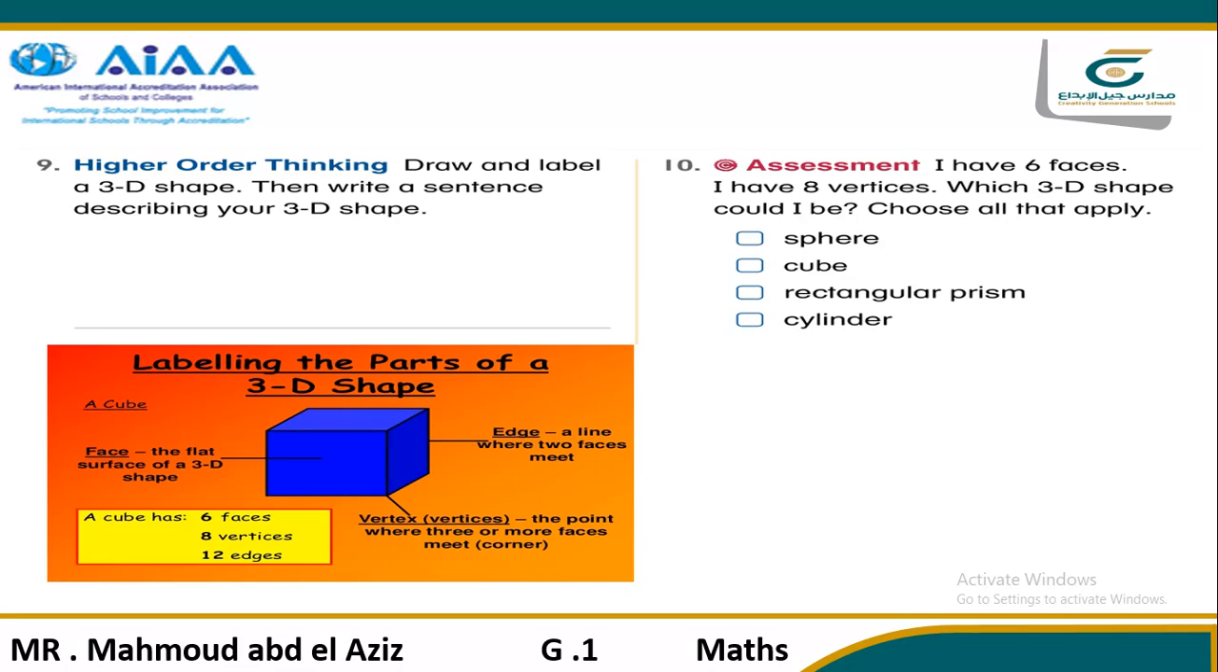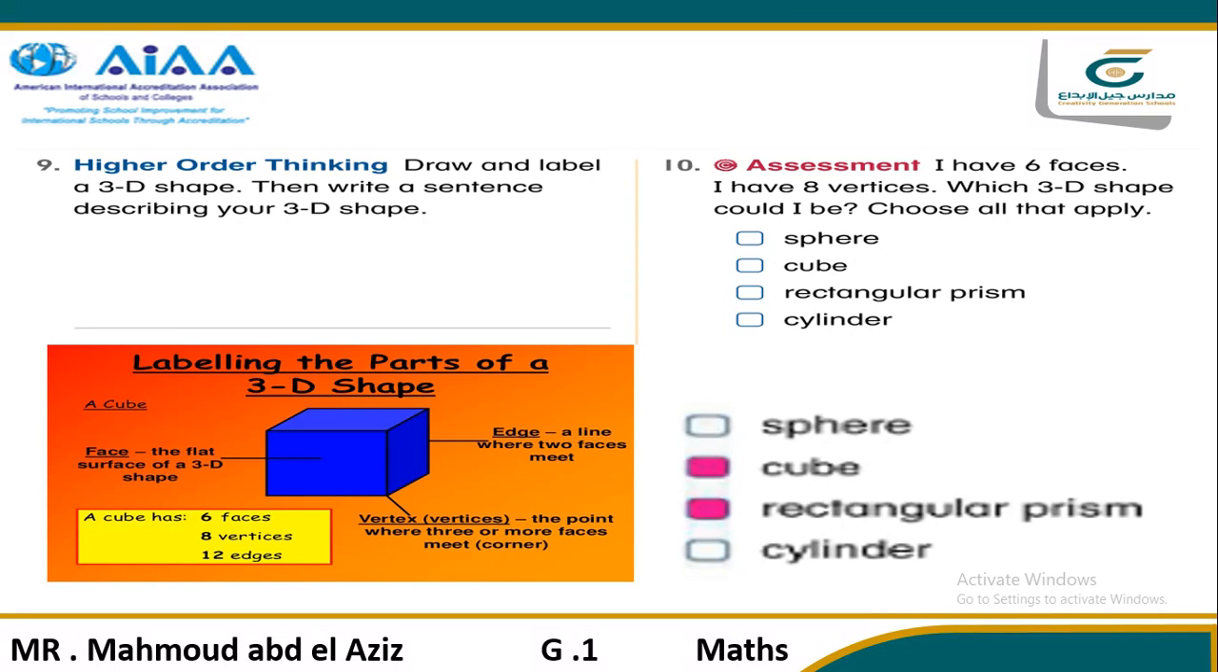So here I'm looking for a 3D shape with 6 faces and 8 vertices. Is that a sphere? No. Is it a cube? Yes. A cube has 6 faces and 8 vertices. Is that a rectangular prism? Yes. It has 6 faces and 8 vertices. Is that a cylinder? No. So here I would choose cube and rectangular prism.